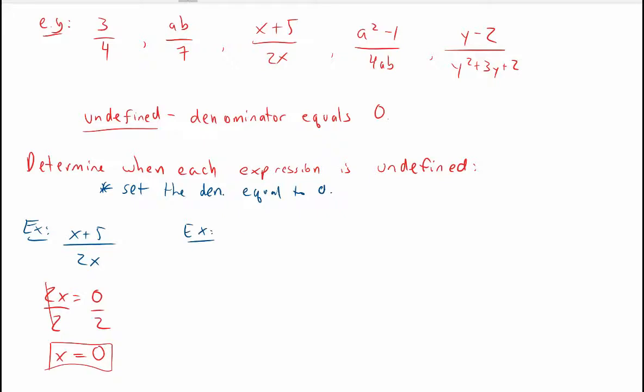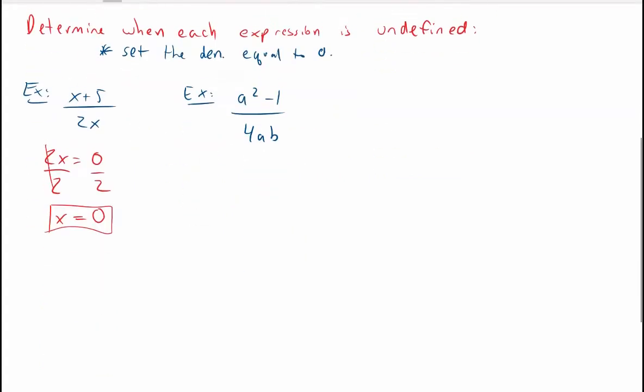Let's see some of the different things that might come up here. Suppose we had a squared minus 1 over 4ab, like we did up here. We're just looking at a couple of these examples from above. This expression is undefined for any value of any variable that causes the denominator to equal 0. So we set the denominator, 4ab, equal to 0.